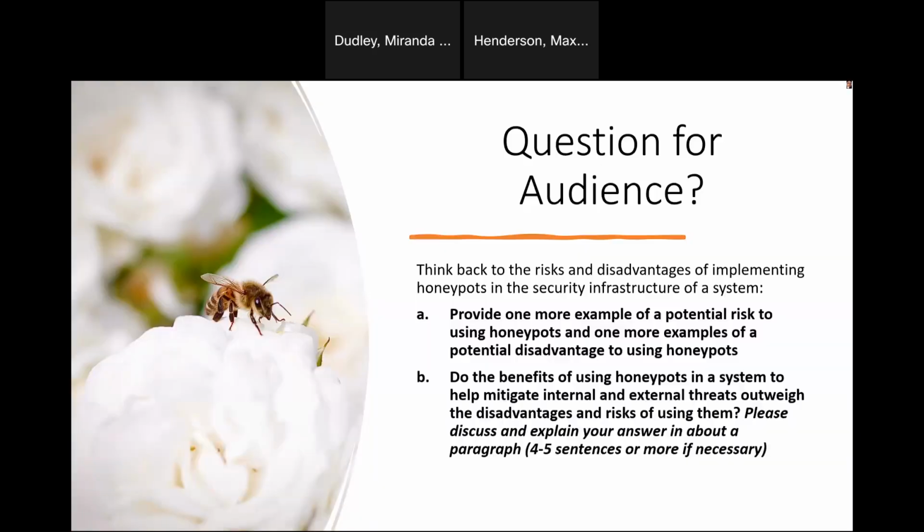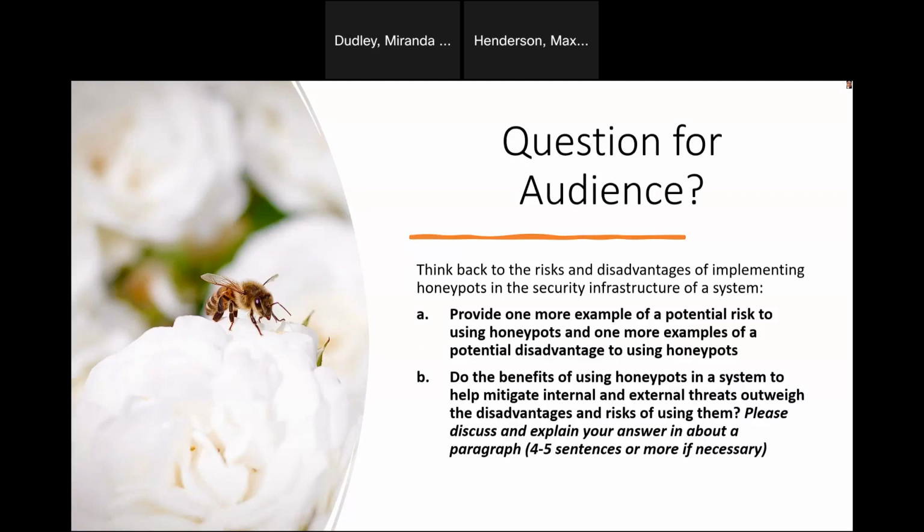So now for our question. Think back to the risks and disadvantages that we provided for you on how implementing honeypots in the infrastructure of a system work. So A, we would like you to provide one example of a potential risk of using honeypots and one more example of a potential disadvantage to using honeypots. Part B is we want you to answer the question of, do the benefits of using honeypots in the system to help mitigate internal and external threats outweigh the disadvantages and risks of using them?